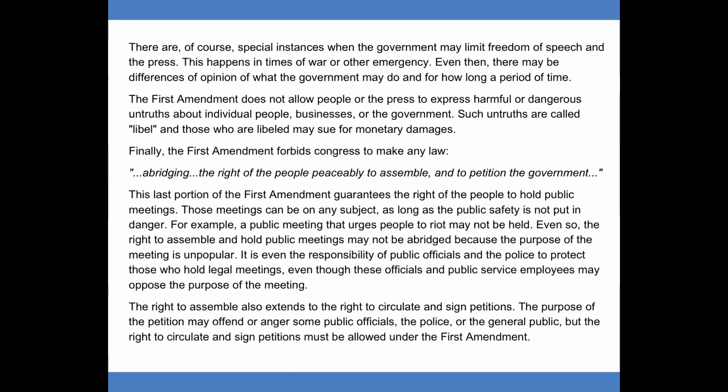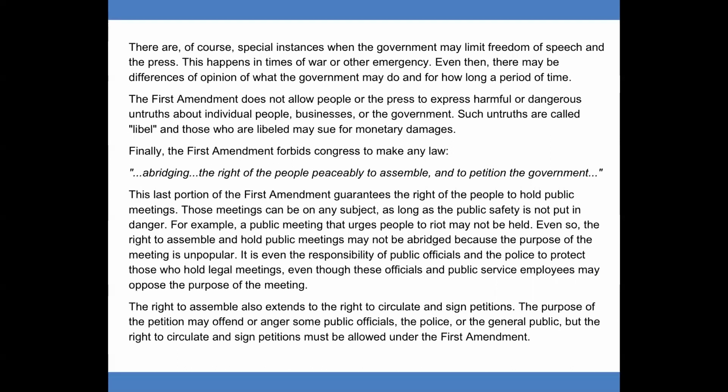Finally, the First Amendment forbids Congress to make any law abridging the right of the people peaceably to assemble and to petition the government. This last portion of the First Amendment guarantees the right of the people to hold public meetings. Those meetings can be on any subject as long as the public safety is not put in danger. For example, a public meeting that urges people to riot may not be held.